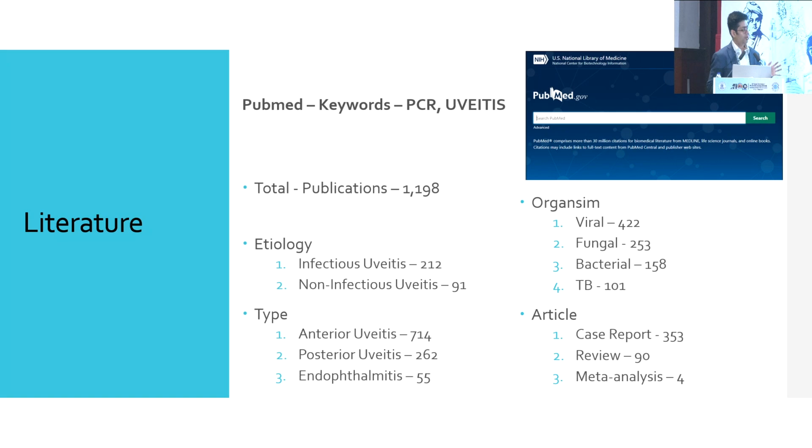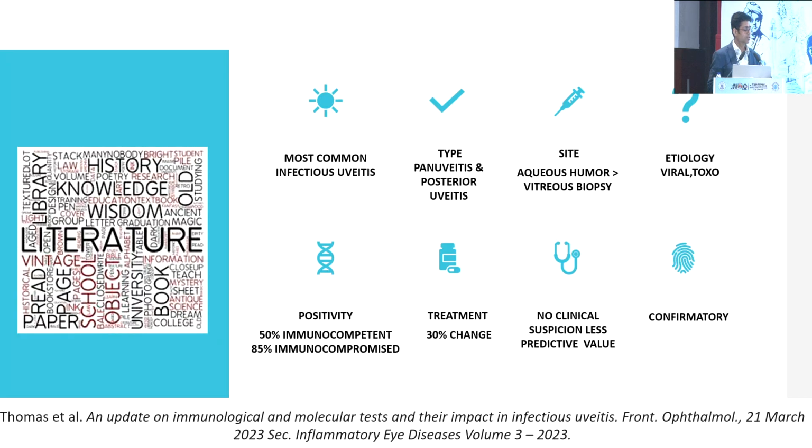So if you search in PubMed right now, you will find some 1,200 publications, and mostly PCR is utilized for infectious etiologies, mainly anterior uveitis, and the common organism is viral. So what do we learn? Mostly it is to rule out infectious etiologies. In the Indian scenario, most of the time it has been done for posterior uveitis, like retinitis. The site is more commonly aqueous than vitreous, and the etiology, as I said, is both viral and toxo. The positivity here is a little different: it is 50% in immunocompetent patients, but 85% in immunocompromised. So probably it holds value there.